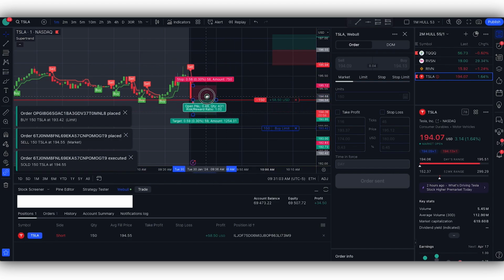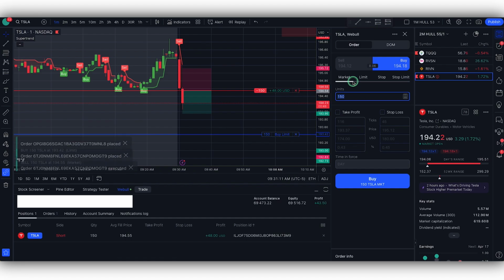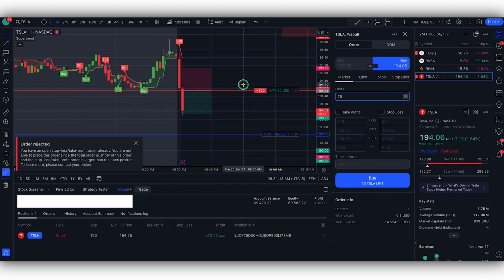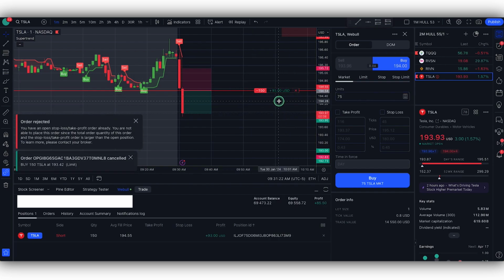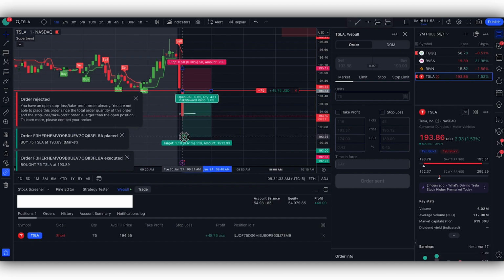Okay, we are in now. Because we're shorting, we're going to want to buy back if we want to sell half. Okay, I just sold half right there. It says order rejected for some reason. It's because I had a limit buy already, so I just canceled it. Sold half of my position at 0.3% gain.